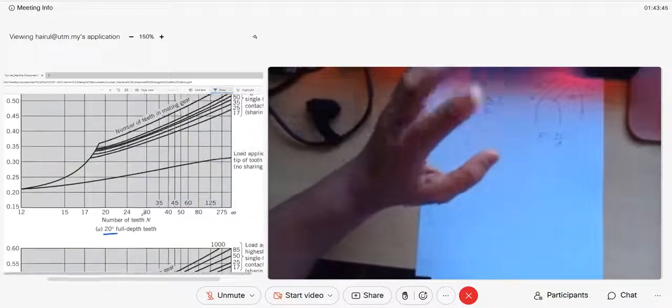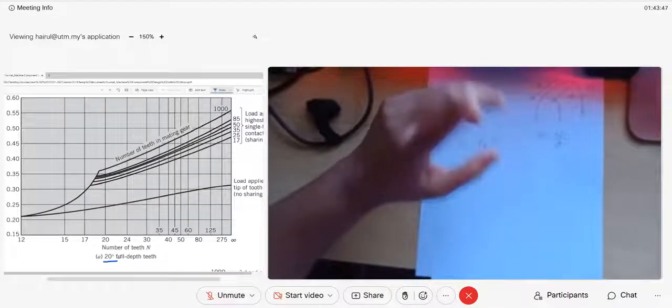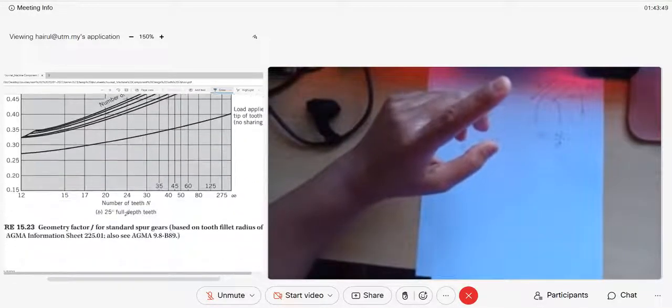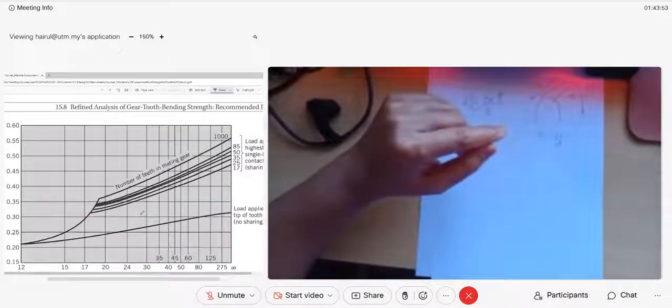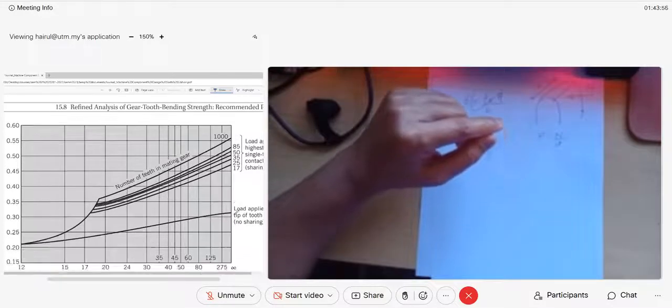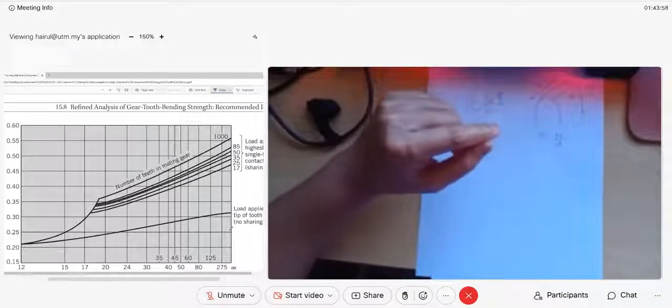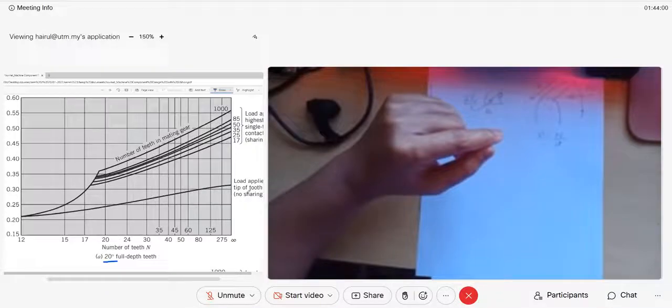Everything must be the same. If your pressure angle phi is 20 degree, you use this one. If your pressure angle is 25 degree, given in the question, use the second graph. Be careful about that. We have two zones here: this one is load applied at tip, no sharing.